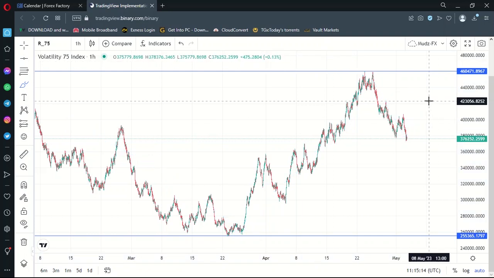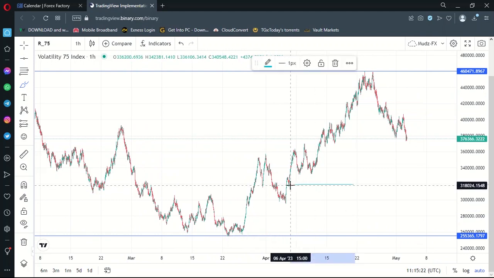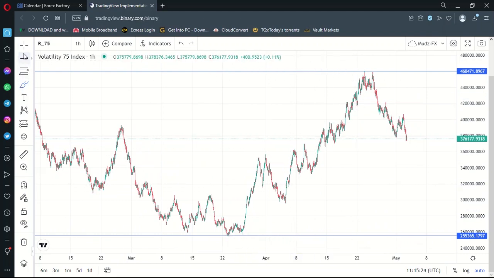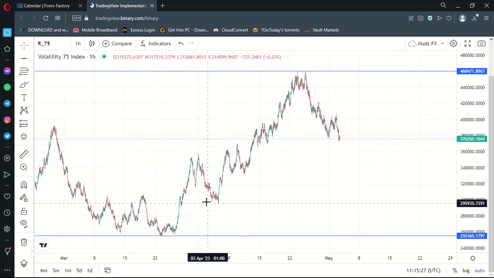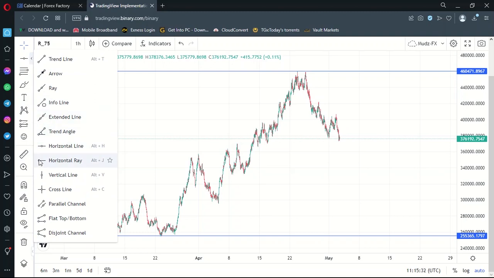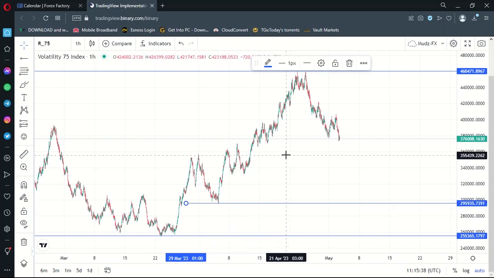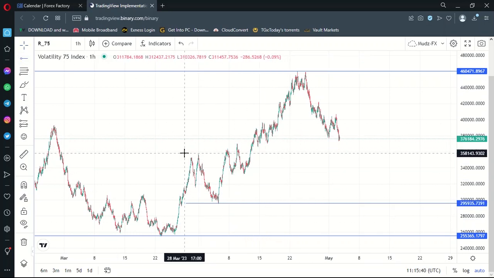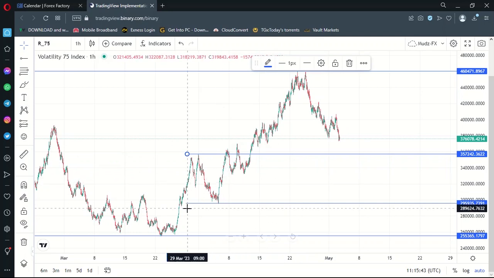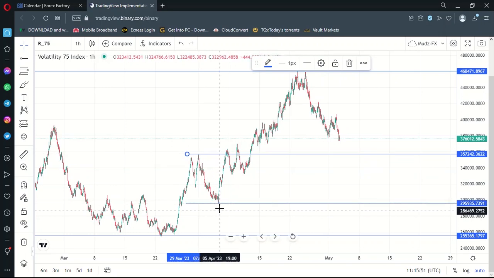So now, since we have our main resistance and our main support, we're gonna have to find our inside key levels. Those are going to be our higher lows and our higher highs. Since the market has been creating highs to make an uptrend, we have our higher low, we have our higher high. Inside the higher high and the higher low, the market made a double top. It went back down, but it couldn't go all the way down.